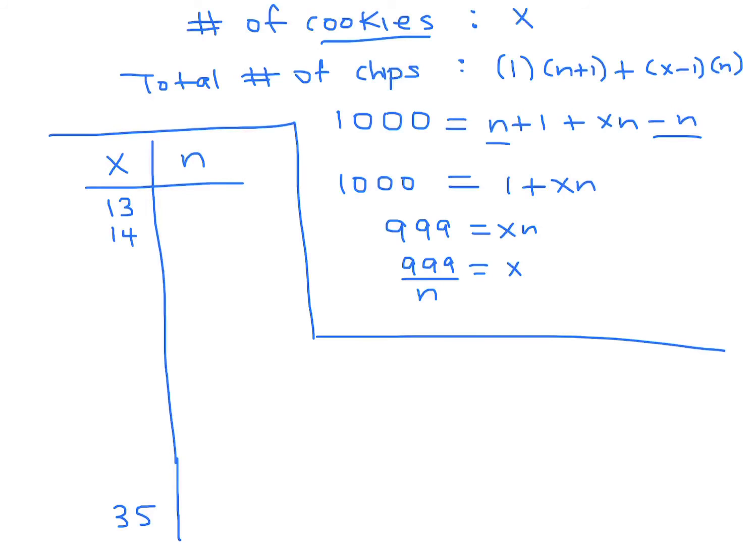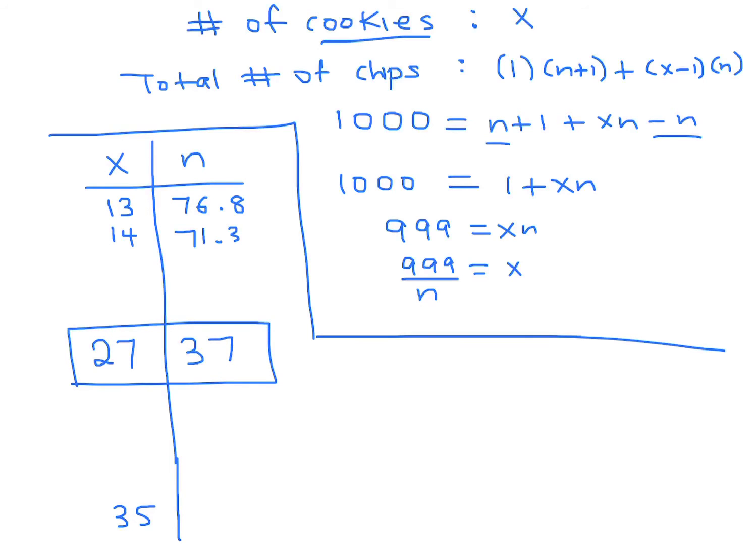And if you keep plugging in numbers for x, we have to get an integer value for n. And that's the only way this is going to work. So if you keep doing this, you'll get values that are not integers. And the only time you'll get an integer is with the number 27. When x is 27, you'll get an integer value for n, and that value is 37. And this is the only solution. So therefore, x is equal to 27, and n is equal to 37.